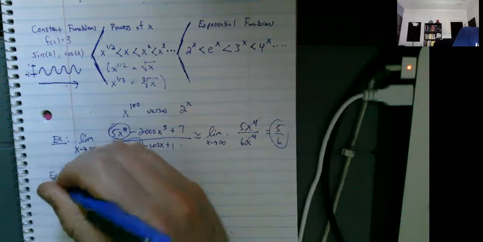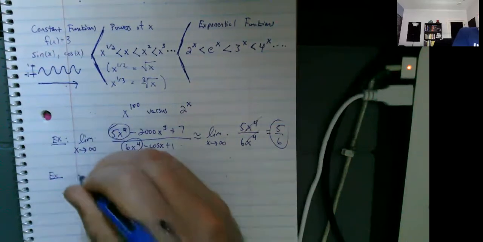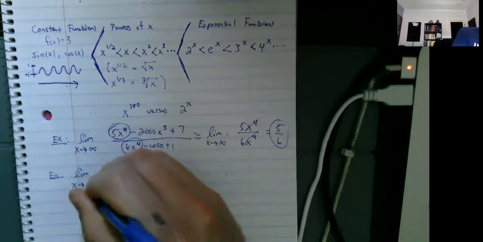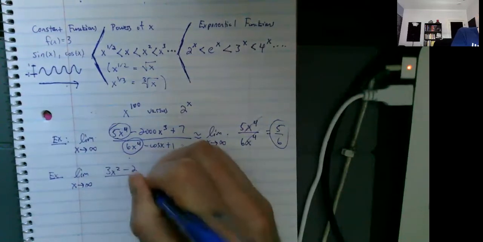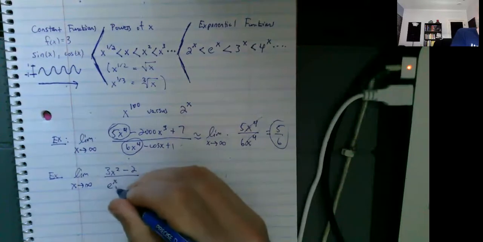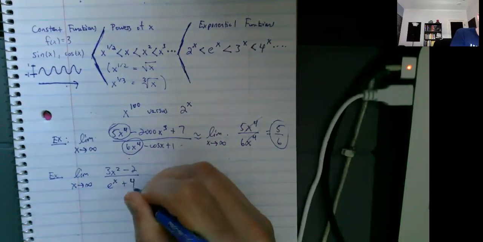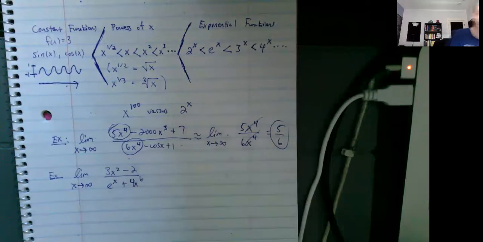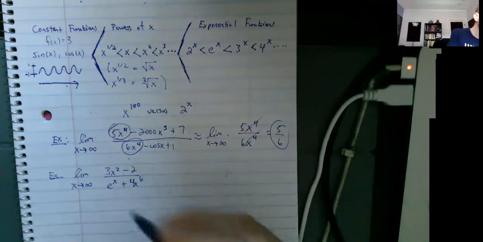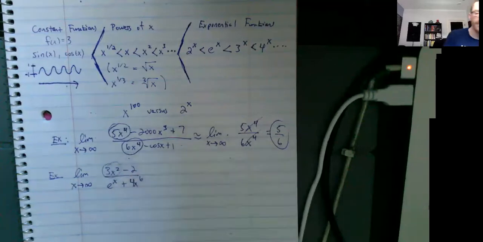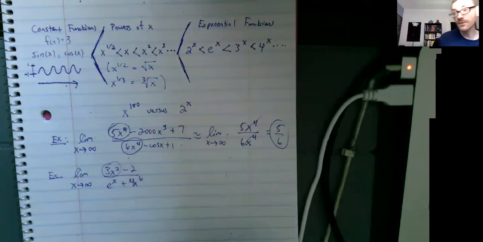Let's do something like the limit as x goes to infinity of 3x squared minus 2 over e to the x plus 4x to the 6th. Again, we need to identify which terms grow the most quickly in the numerator and the denominator. In the numerator, that's definitely the 3x squared, and that grows faster than the 2, which doesn't really grow at all.